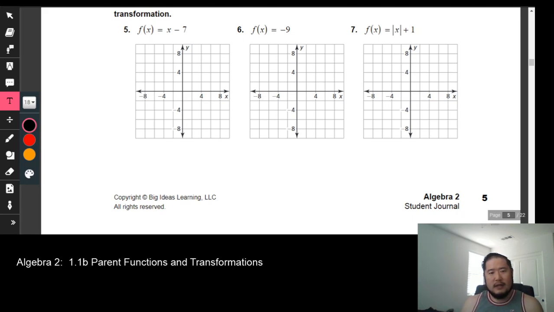First off, it says f of x is equal to x minus 7. What that tells me, look, there's an x, there's no exponent, so that's telling me that this is a linear equation. There's no absolute values. So this being right here, just having this x tells me, all right, this is linear.